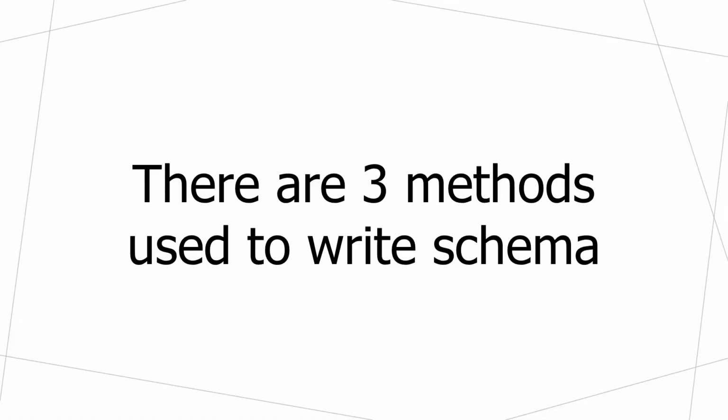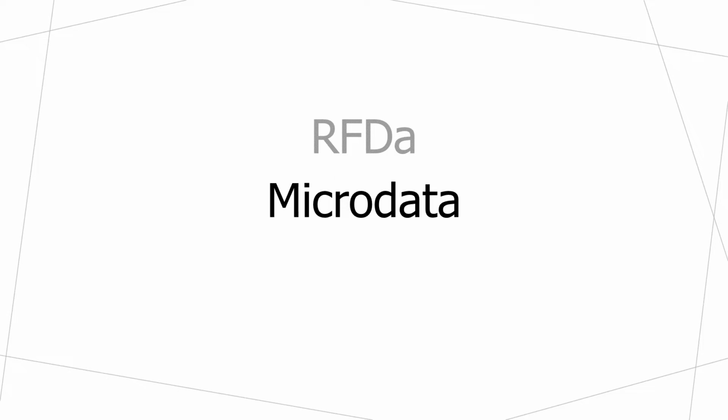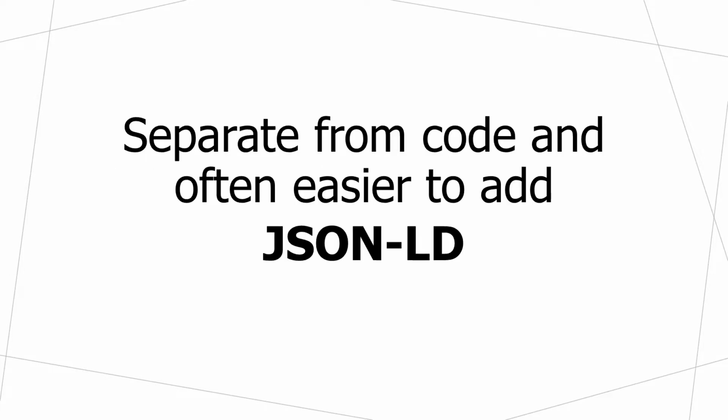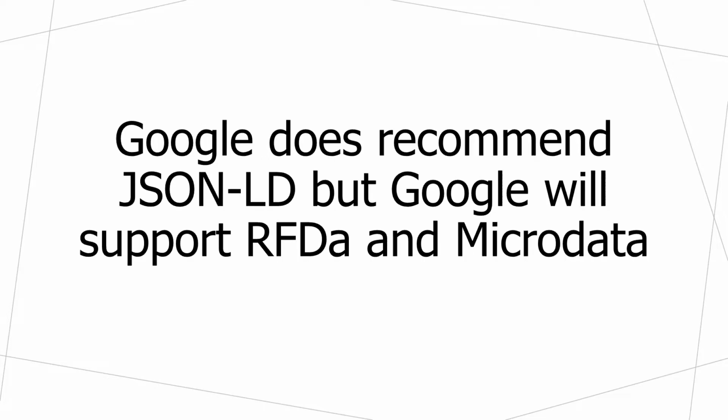The first thing that you need to know about Schema code is you can write it in three different ways. There's three different methods you can use. We've got RDFa, microdata, and JSON-LD. RDFa and microdata are embedded within the HTML code, while JSON-LD is separate from the rest of the code. That typically makes JSON-LD a bit easier to add. For this example, we're going to use JSON-LD, which is the recommended method by Google, though even though it's recommended, Google will work with and support and show markup from RDFa and microdata in search results.